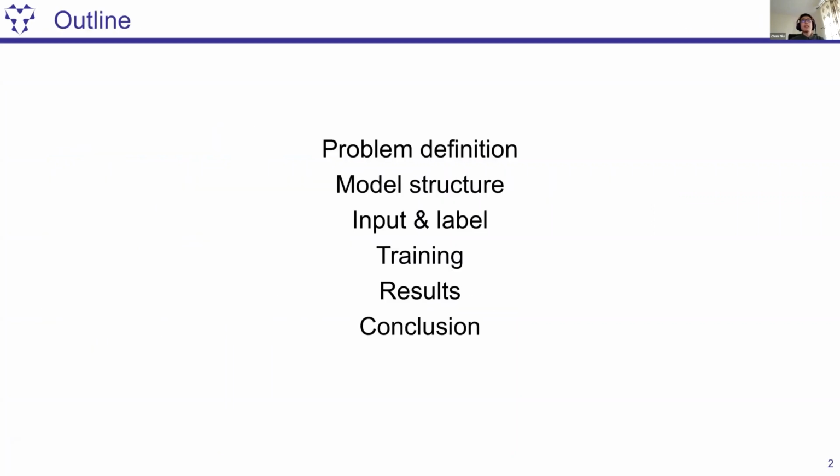Here is the outline of today's talk. First, I will define the problem in a bit of detail, and then I will introduce how we choose the model. Next, I will show you what the input and label look like after we process the data, and provide some details for the training. I will also show you some results for the validation set and test set. And in the last, I will make a conclusion.